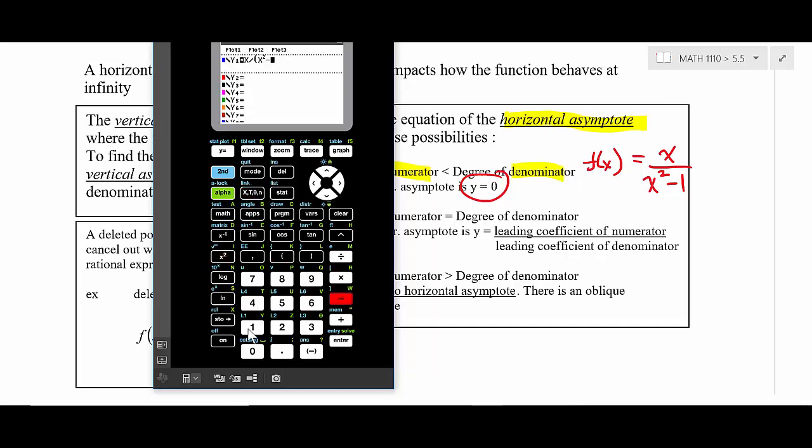Now let me ask you a couple of questions. First of all, where is this function undefined? Just in your head. 1 and where else? There's 2 places. Negative 1, right? So you'll have vertical asymptotes at 1 and negative 1. But the degree of the top is 1. Remember, degree is the highest exponent. Degree of the bottom is 2. So that means the graph is going to level off at y equals 0. You already know that by looking at this.